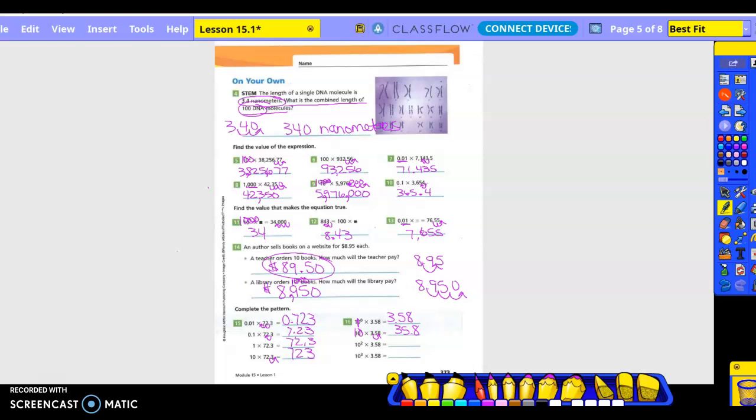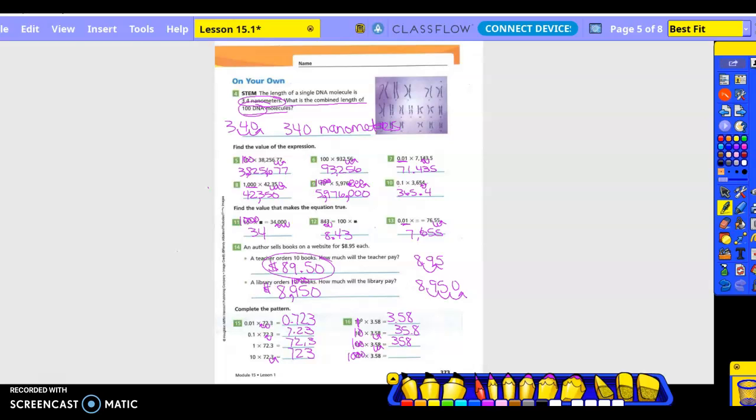10 to the second power is 100. Okay, I'm multiplying times a whole number. So I'm moving to the right. How many zeros do I have? 2. So my answer is 358. 10 to the third power, 1,000.